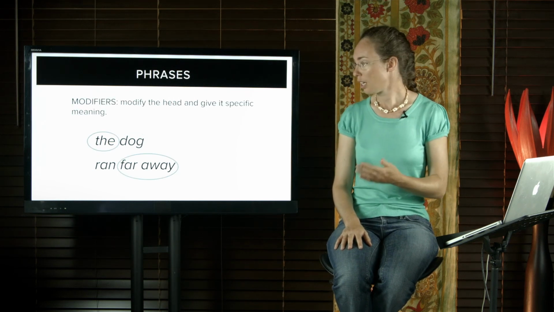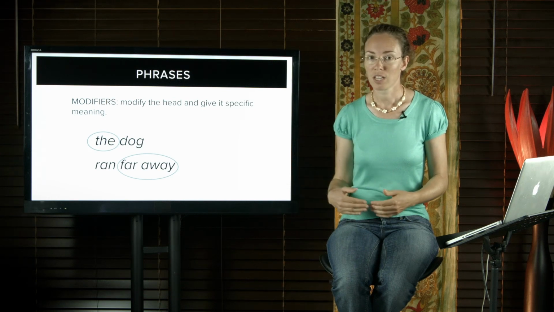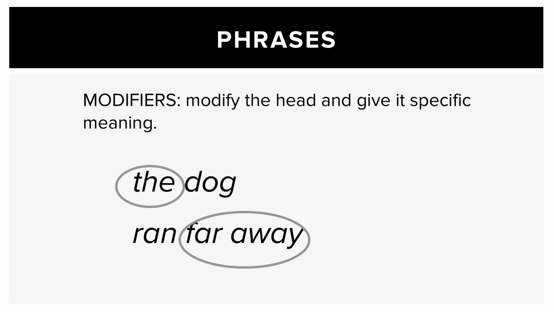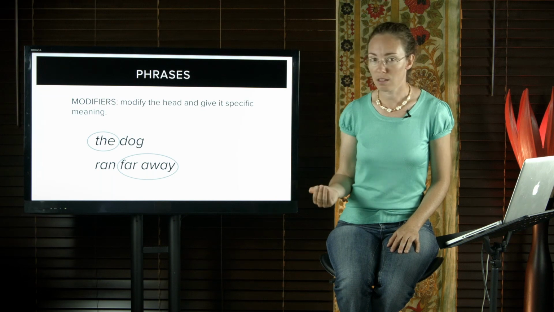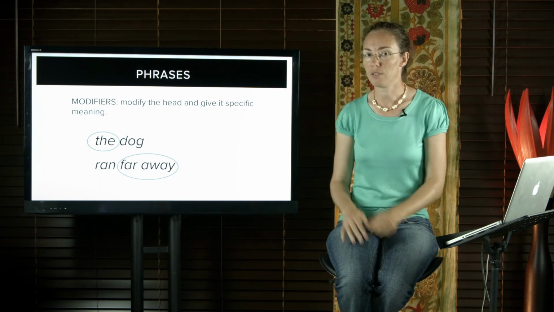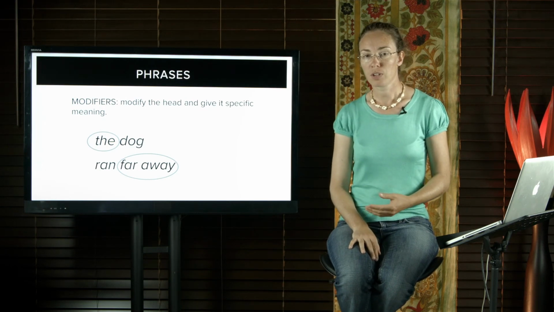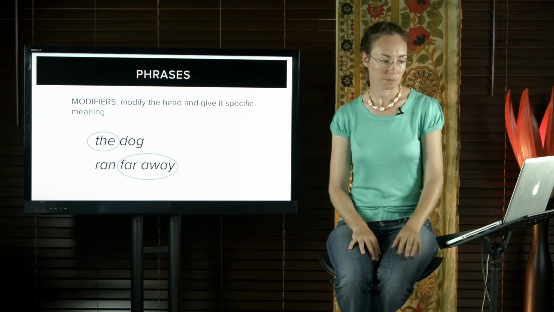So the and far away have to be given a name to distinguish them from the head, and we call these modifiers. They modify the head and give it specific meaning. So the determiner, the, modifies the dog because it lets us know which dog we are referring to. The phrase far away modifies the verb ran by letting us know the extent to which the dog ran.